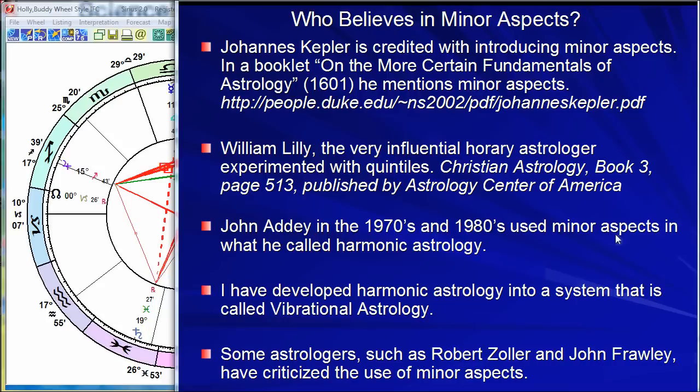Then this interest sort of fades out, and around the 1990s into the 2000s, a few astrologers continue using it, such as myself. And my variation of harmonic astrology, which uses a lot of specific ideas not used by John Addy, I now call vibrational astrology. And in vibrational astrology, as with the general concepts laid out by Addy, harmonic charts are very important. And note that some astrologers, such as Robert Zoller and John Frawley, have criticized the use of minor aspects. So that gives you some general background to the idea.